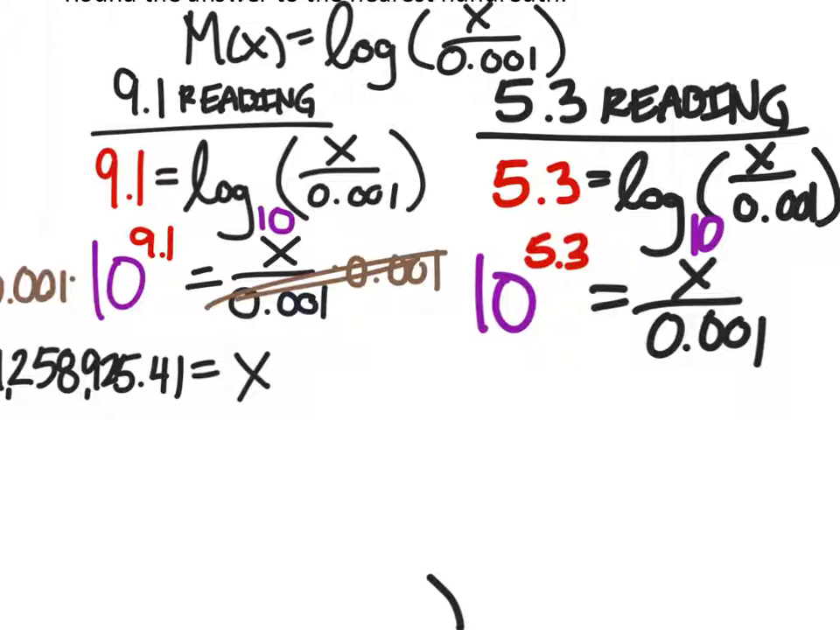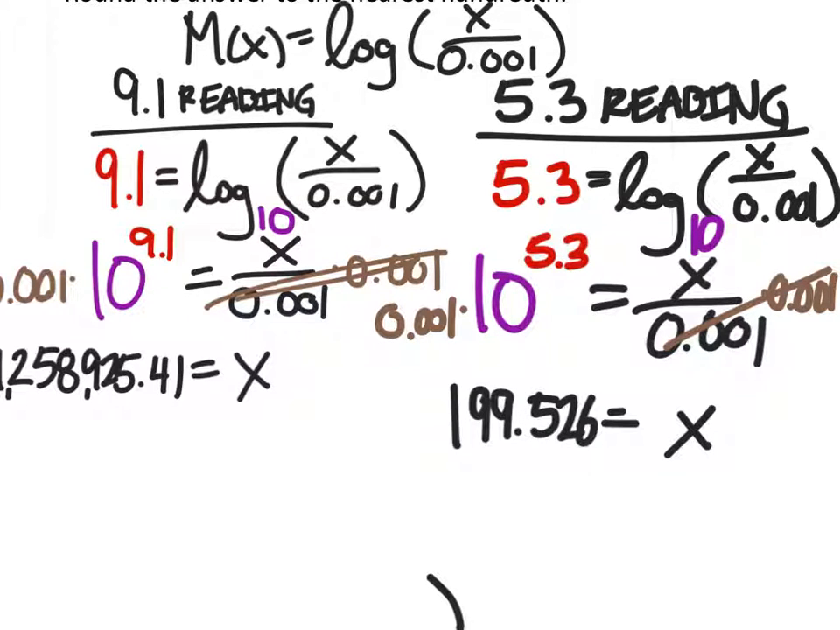And from here I'll just multiply again both sides by 0.001. And that will cancel out these 1/1000ths, and I'm left with the x, and all of this stuff here I can just put right into the calculator. And this is about what I get right here with the decimal. So that's the reading on the seismograph from a 5.3 Richter scale reading. Now I can compare these two to figure out how much bigger this 9.1 reading was compared to this 5.3 reading simply by dividing these two.